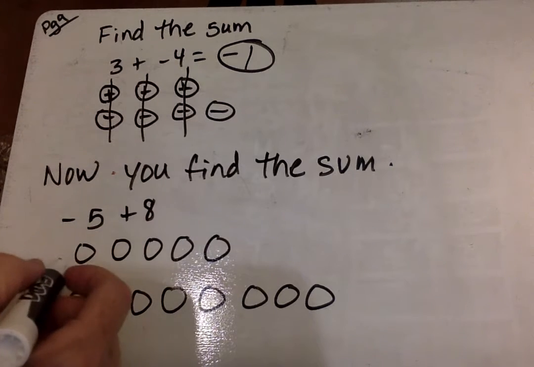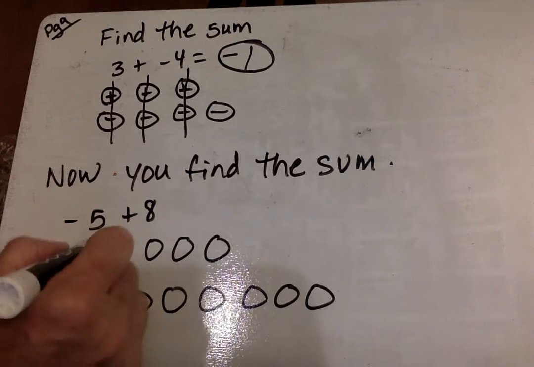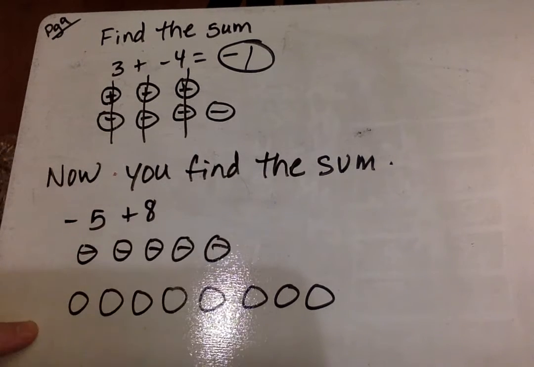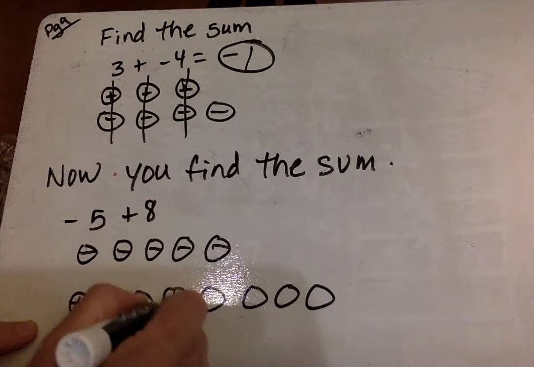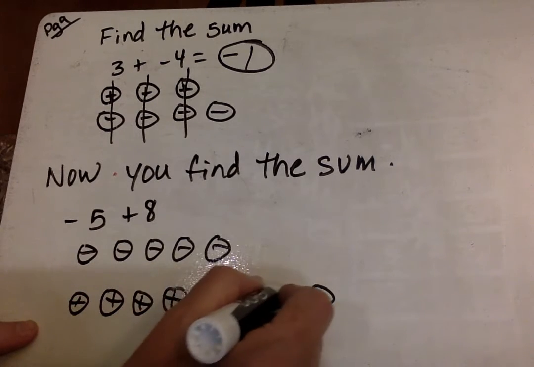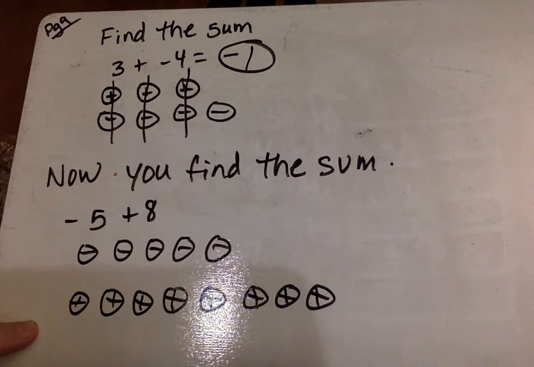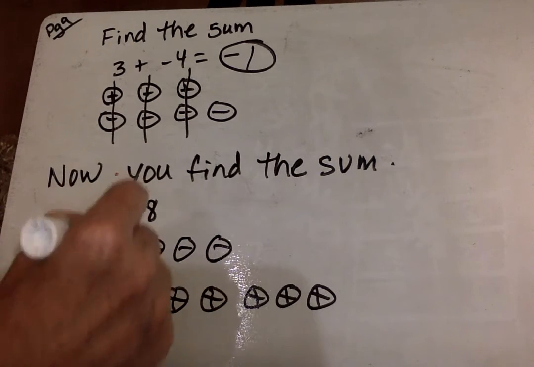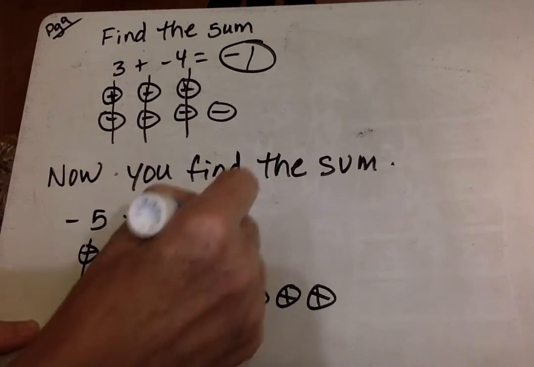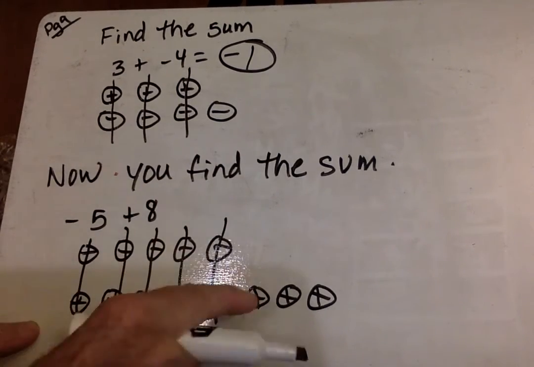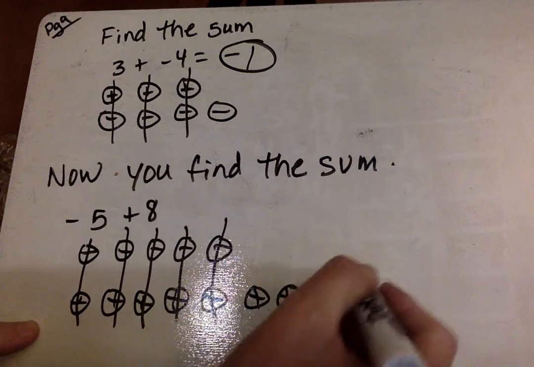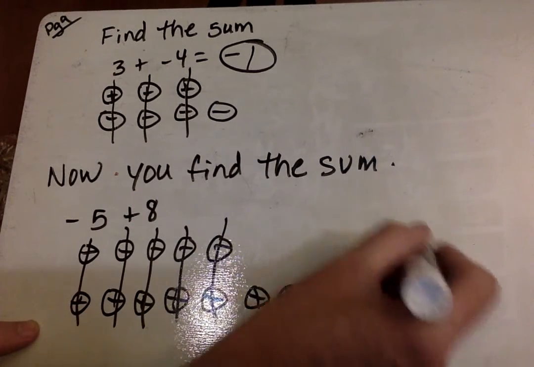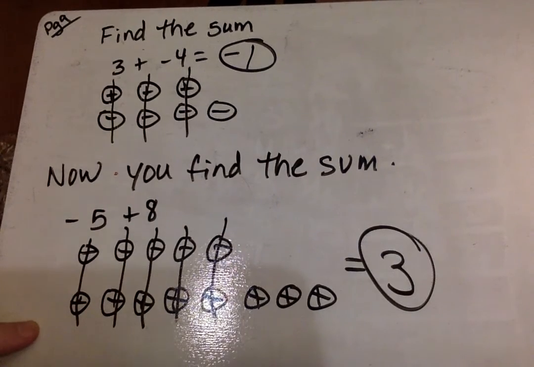Okay? If you restart it, we're going to find the sum, negative 5. 1, 2, 3, 4, 5, negative 5. Now 8. Okay. Now we line up the negative and positives and we can cross them out. Who won the battle? The positive did. They have more. How many more did they have? 3. So there's your answer.